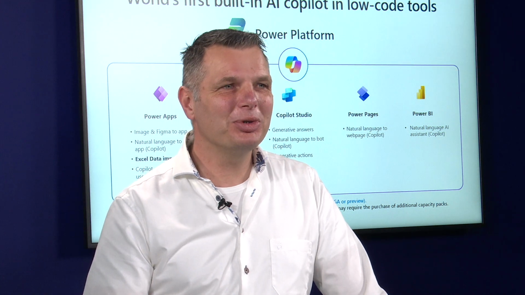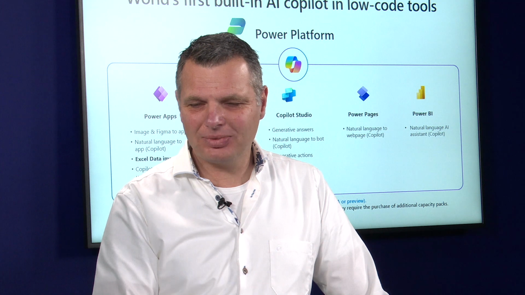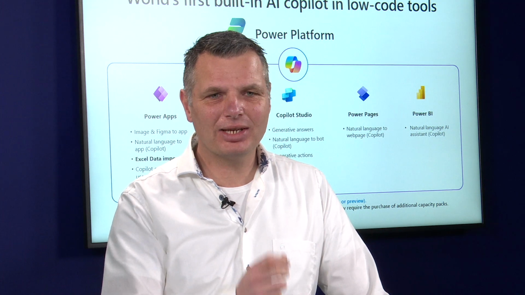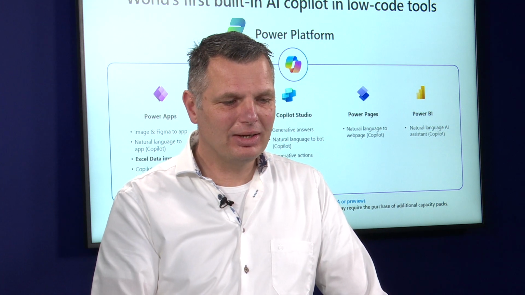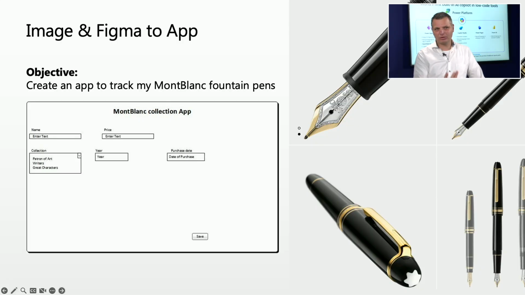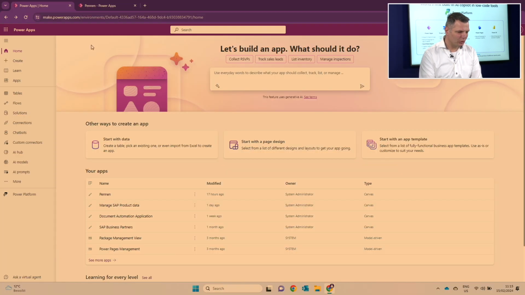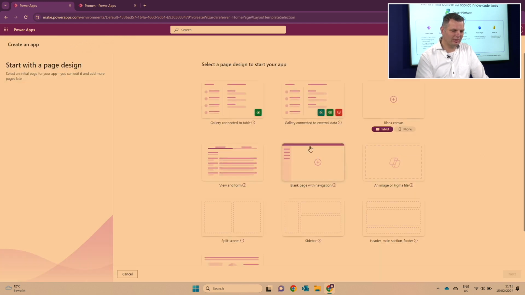So what we will do, I drafted an image of how the app should look like. I saved it on my desktop, and from that image only, I will try to create an app for you. Okay. Yeah. So let me switch to my demo system here. In my browser, I went into make.powerapps.com, and from the home page, I can see I can start with data, I can start with a page design, or I can start with a template. Well, for now, I have the design in mind.